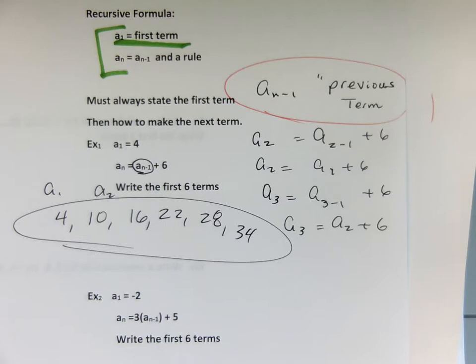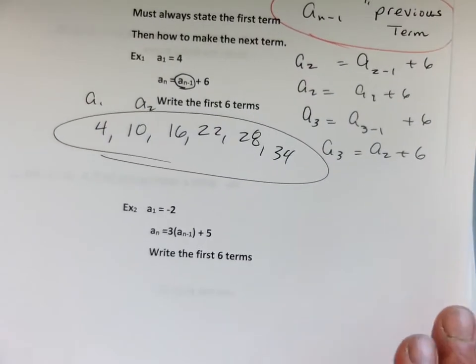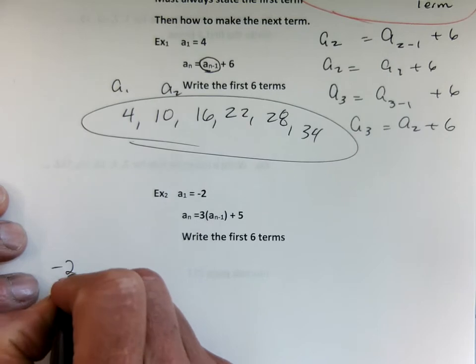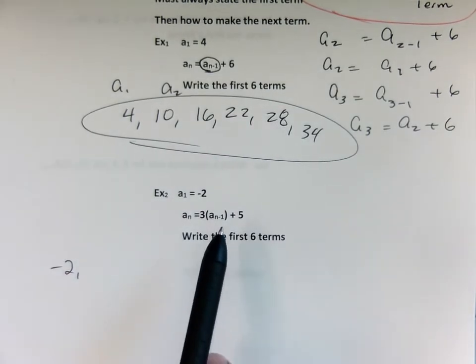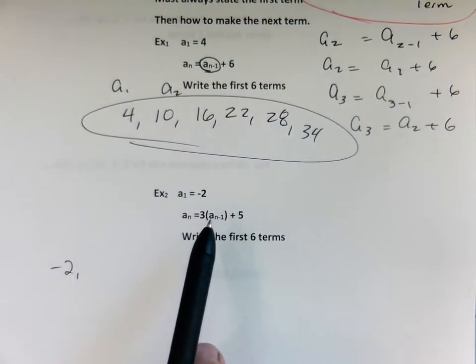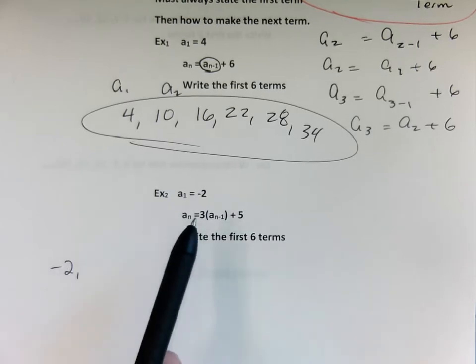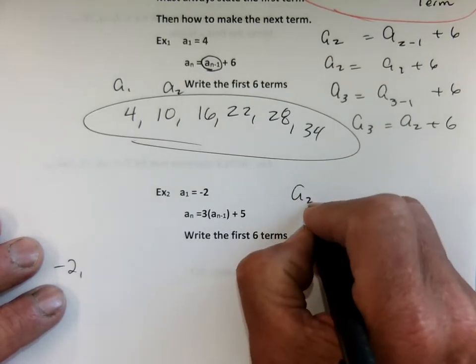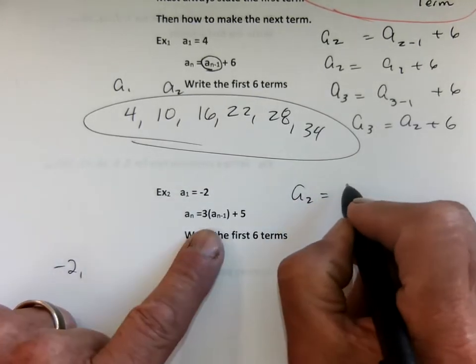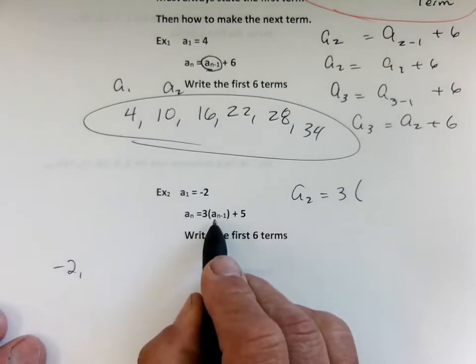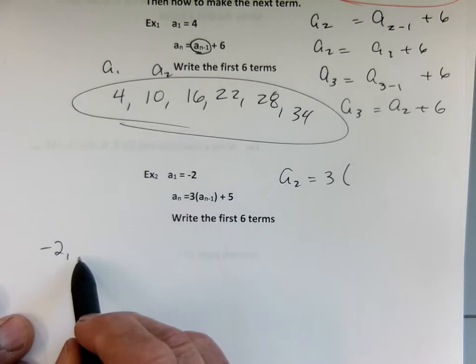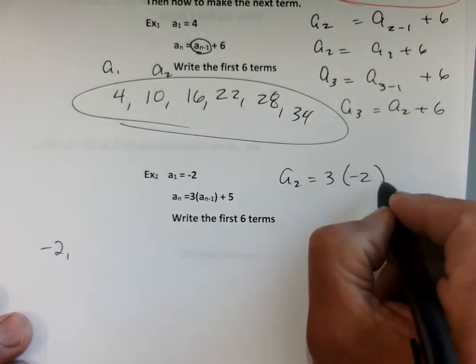If I take a look at example 2, it's the same thing. You have to know where to start, so I'm going to start at -2. Then I'm going to take the previous term and multiply by 3. To make A2, I'm going to take 3 times my previous term, which was the negative 2, plus 5.